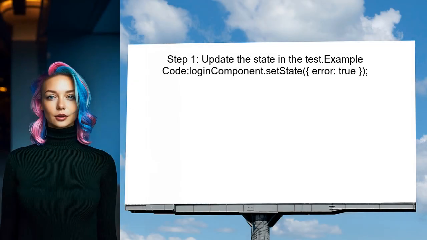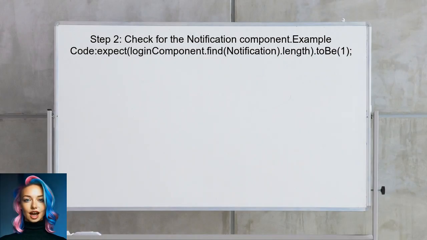To begin resolving the issue, the user should ensure that the state is being updated correctly in the test. First, they need to set the state of the login component to indicate an error. Next, the user should check if the notification component is rendered when the error state is true. This can be done by using Enzyme's find method to locate the notification component.